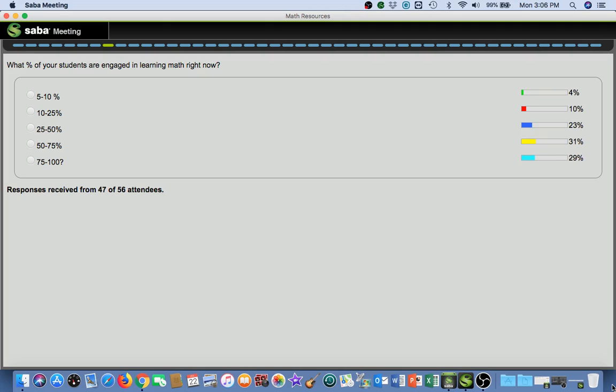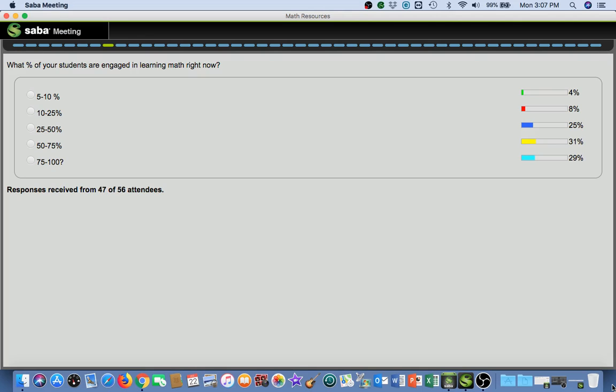Wow. So it looks like between 50 and 100% is the largest segment. Well, let's even go back. Yeah, let's just stick with the 50 to 100%. So now I have to do the math to add these numbers up. Looks like 60.